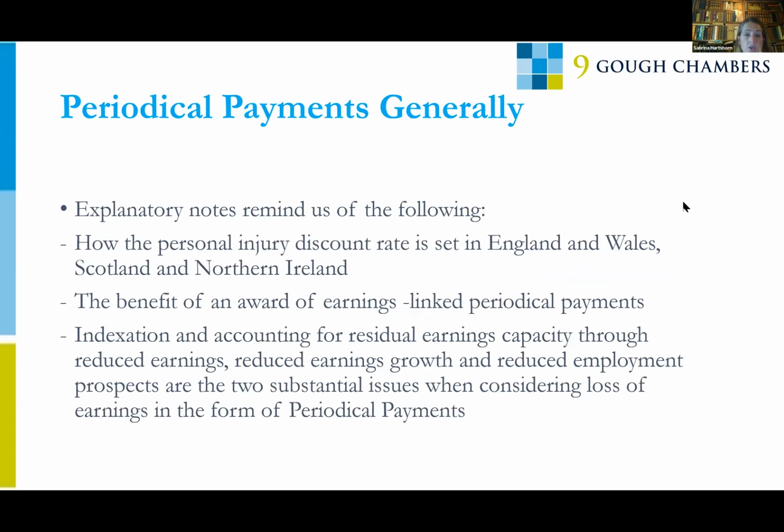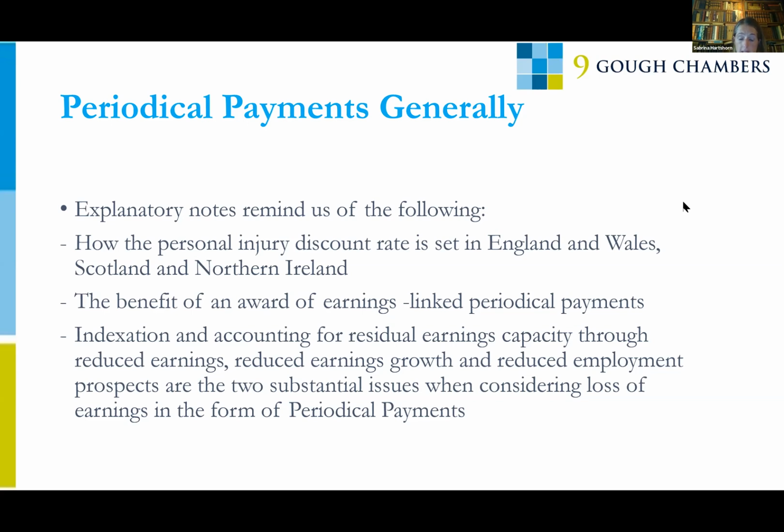Well, the explanatory notes remind us of how the personal injury discount rate is set in England, Wales, Scotland and Northern Ireland. It also essentially espouses the benefits of an earnings-linked periodical payment, saying that really they are the only reliable way to closely match changes in earnings-based losses and expenses which may occur. And if you do wish to utilise a periodical payment for future loss of earnings, you really need to be concerning yourself with two aspects.